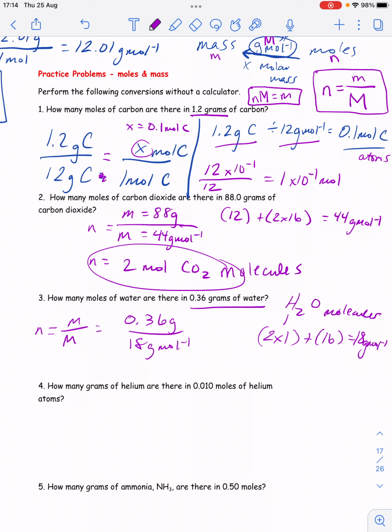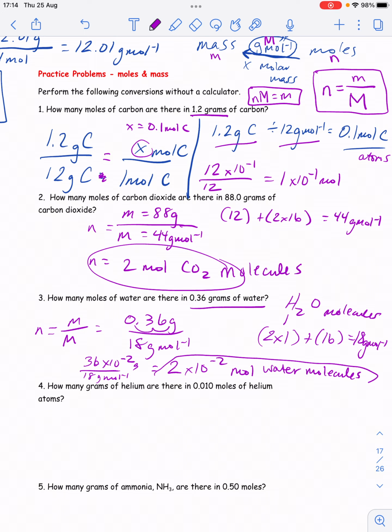Now that looks really tricky at first until you remember that you can move decimal places, and you can get 36 times 10 to the minus 2 grams divided by 18 grams per mole. 36 divided by 18 is 2, and then you have times 10 to the minus 2 remaining, and that's going to be our number of moles of water. And again, it's a molecule, so I'd say I have that many moles of water molecules.